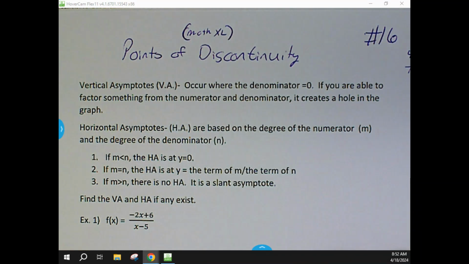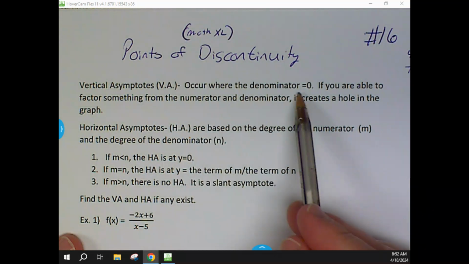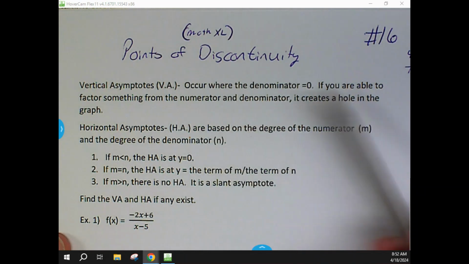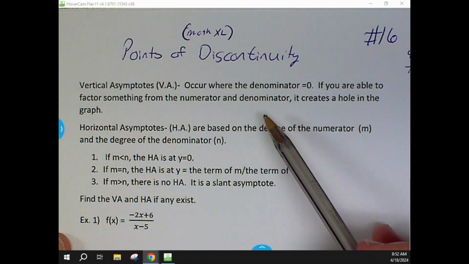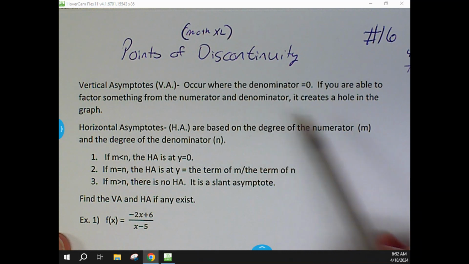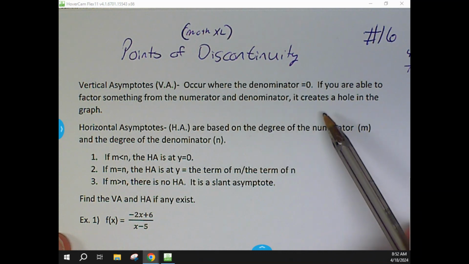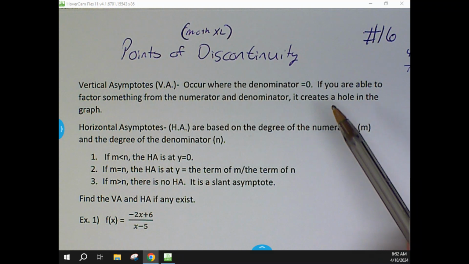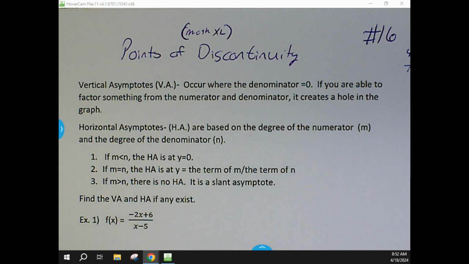Okay. So vertical asymptotes are still the same thing we were talking about yesterday. It's still where your denominator equals zero. Now, if you can factor something out of the numerator and the denominator, it's still a point of discontinuity, but they call it a hole because it actually creates a hole in the graph. If we think of the asymptotes as fences, a hole is a gate in the fence that you can go through.